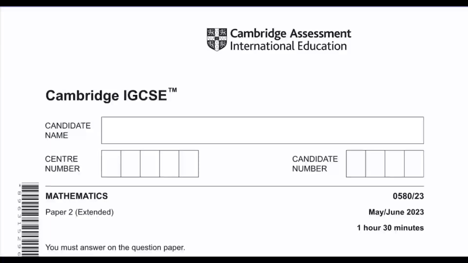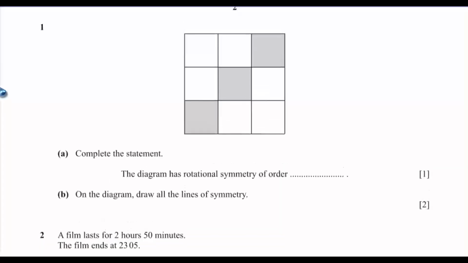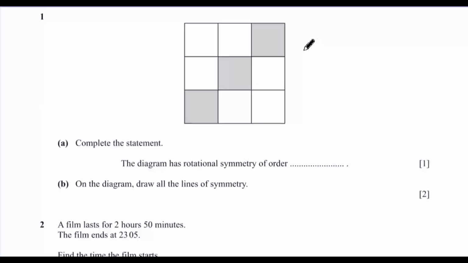Let's jump into the first question. Complete the statement. The diagram has rotational symmetry of order dash. The order of rotational symmetry is the number of times an object or a shape looks like itself when turned from 0 degree to 360 degrees. So if you look at this object, it looks like itself twice when turned from 0 degree to 360 degrees.